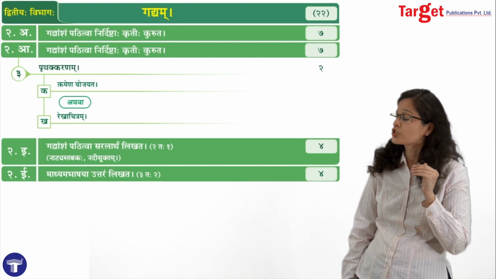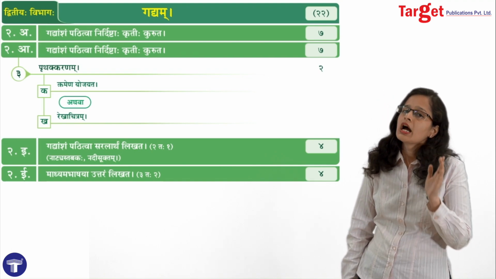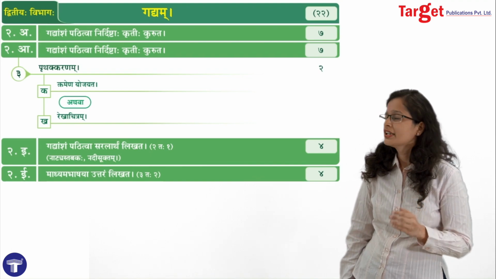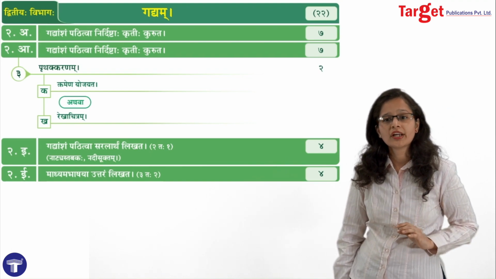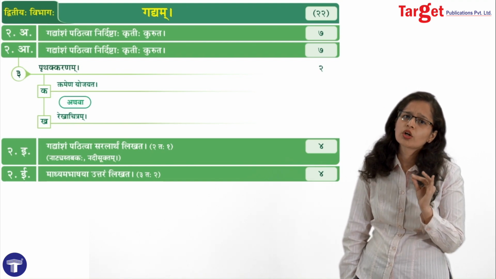The next is Prashna 2E, Madhyam Bhashaya Uttaram Likhata. Again here you have the option 3 taha 2. That means out of 3 we can answer any 2 and we can get 4 marks for it. Now we have seen that all these can be asked based on Gadyam.